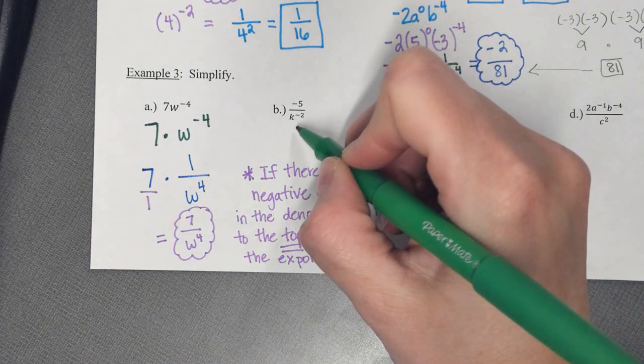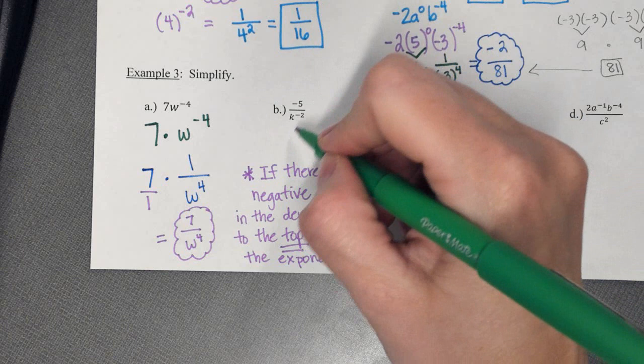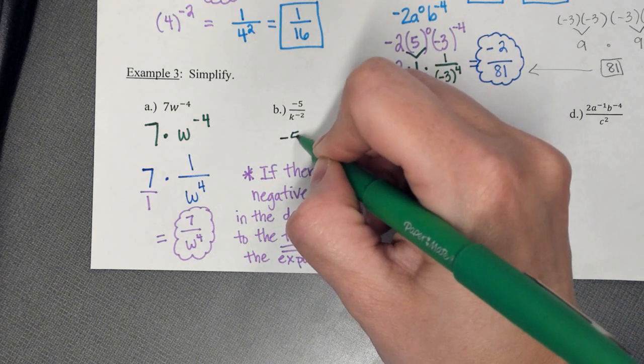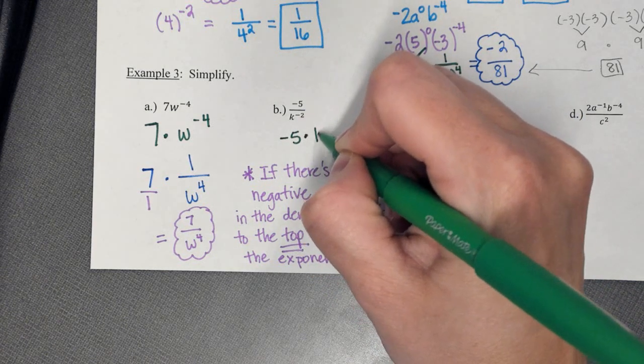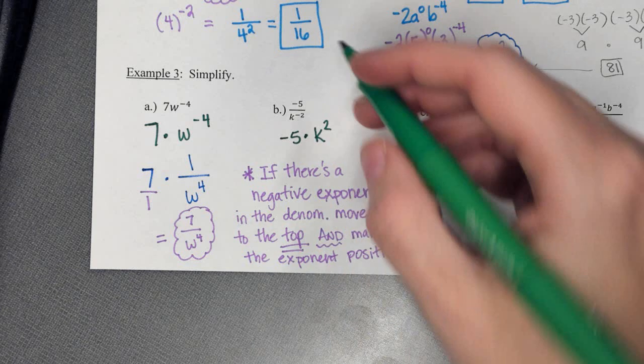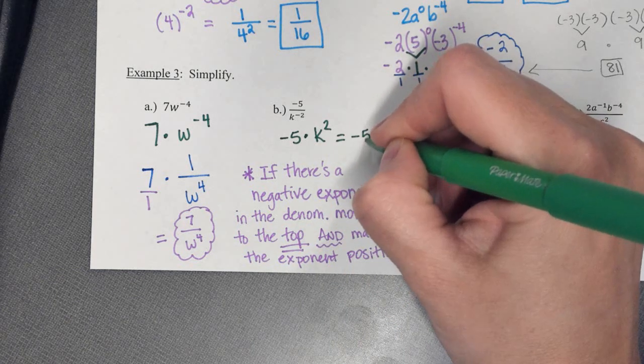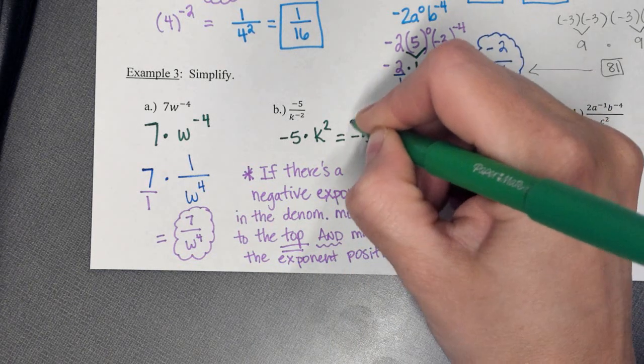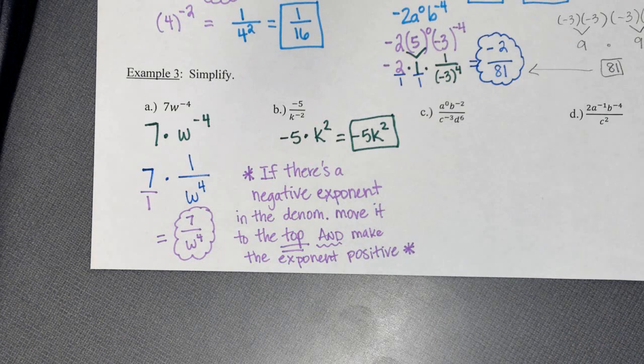All right, so if I move this to the top, it becomes negative 5 times k to the second. So we have to move that to the top, and your final answer would be this. Now those are going to feel kind of tricky at first, so that's how we're going to practice them.